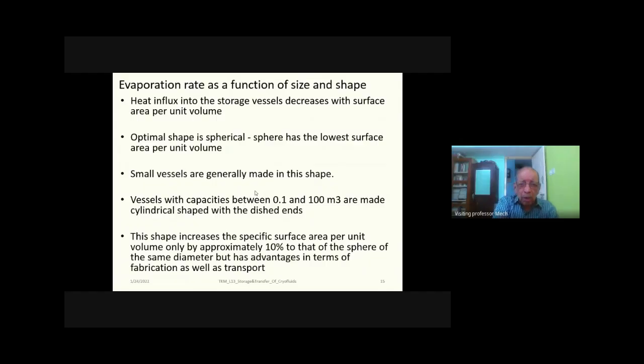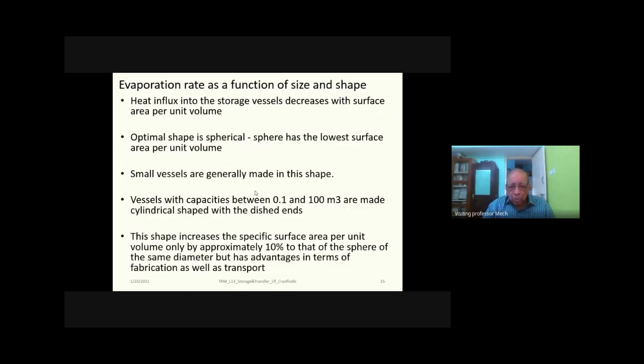Now let us look at the evaporation rate as a function of size and shape. Heat influx into the storage vessel decreases with the surface area per unit volume. So the optimal shape, therefore, will be spherical. This is what we have said already. You should have a spherical shape because the sphere has the lowest surface area per unit volume, and so small vessels can be made of this particular shape.